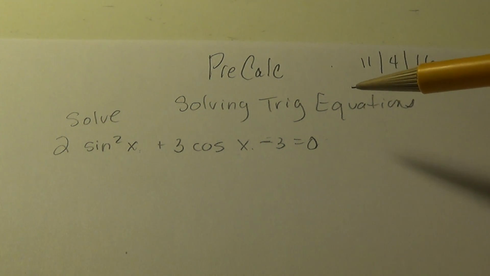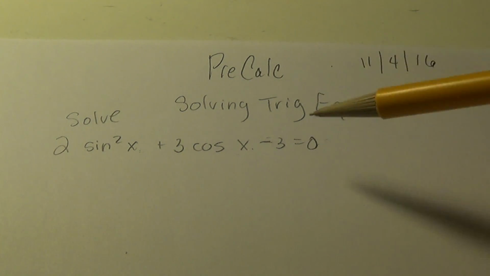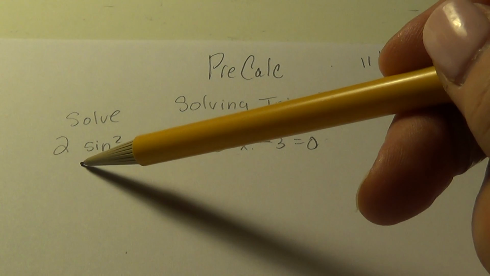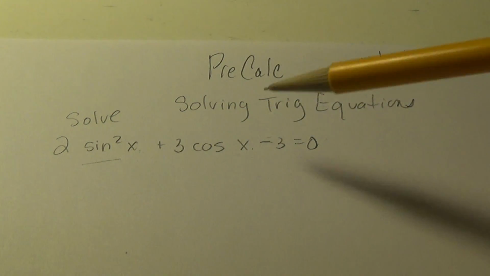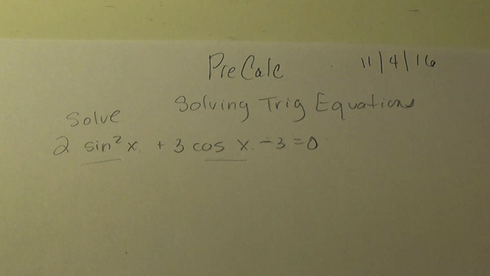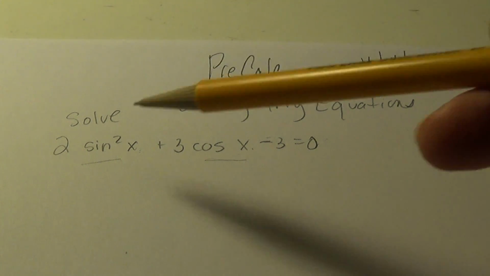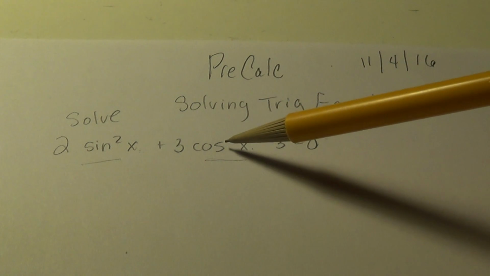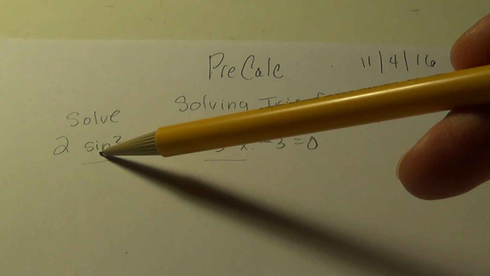I can hear you through the camera, and that is, yes, you're right, the sine squared here and cosine here, we want to work in the same function. We want to work all in sine or all in cosine or all in any trig function, but not two at once. So how could I easily change this to sine or this to cosine?